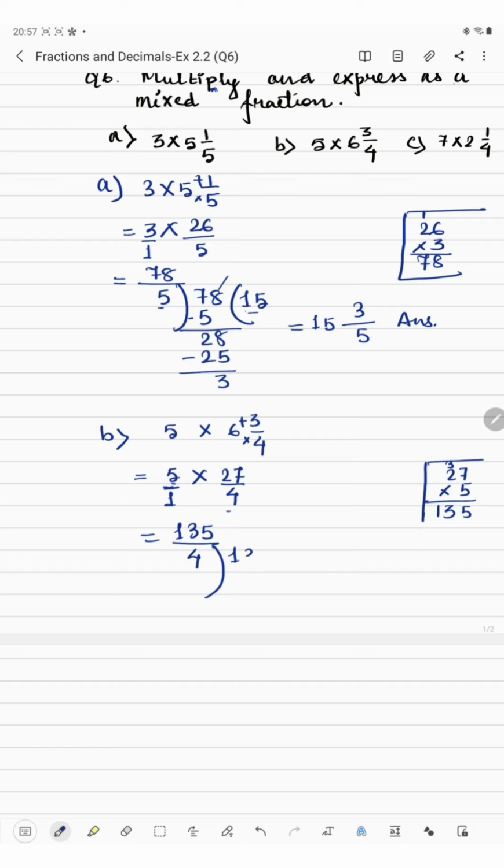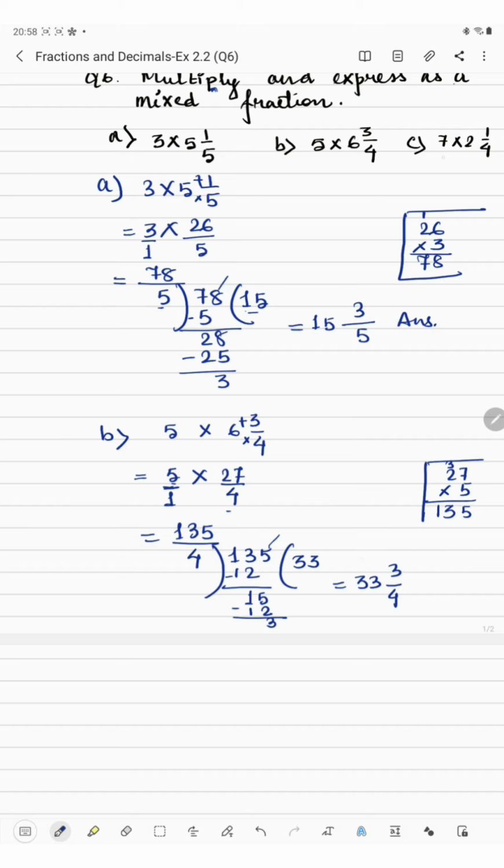Now we will just divide to convert it into a mixed fraction. 4 3s are 12. Now 13 minus 12 is 1. Now 5 will come down. So 4 3s are 12 again. So 15 minus 12 is 3. So we have 33 3 by 4. So this is the answer of part B.